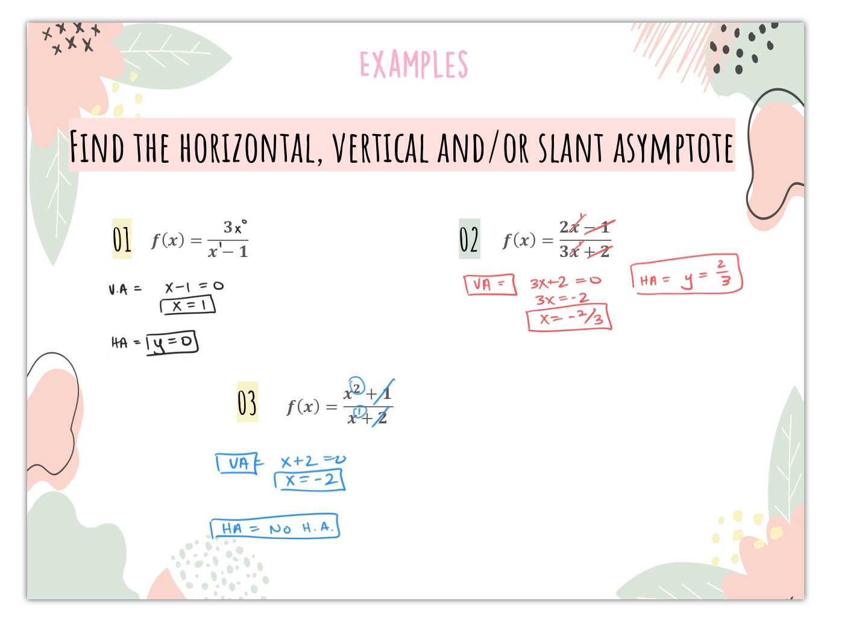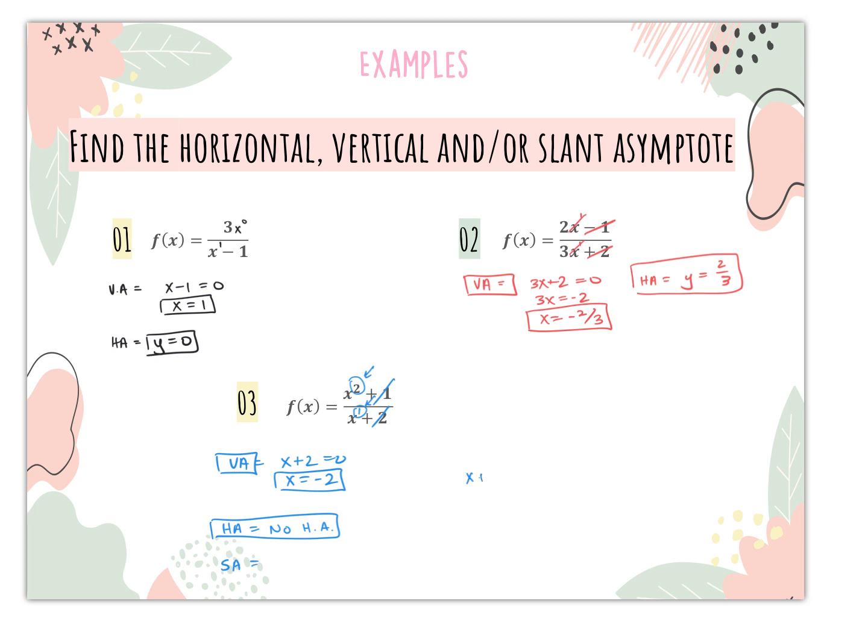Now I have to determine, if the degree at the top is 1 more than the one at the bottom, then I know that I'm going to have a slant asymptote. And it is, because 2 is 1 more than 1. And so I know in this problem, I'm going to have a slant asymptote.